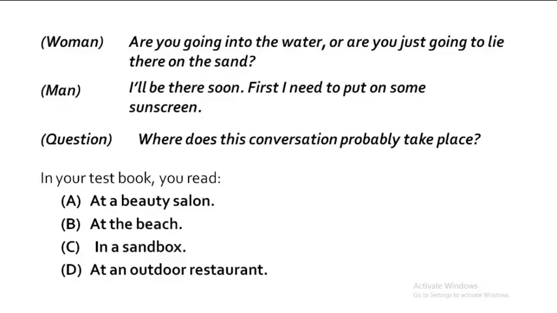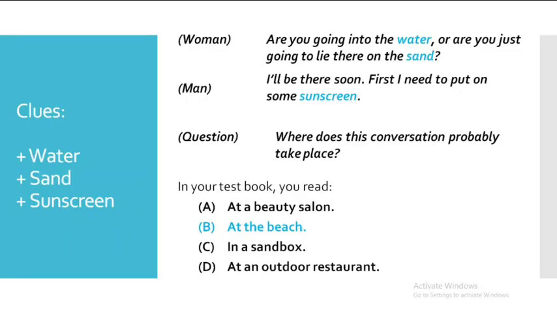Look at this example. The question is, where does this conversation probably take place? From the conversation, we found some clues: water, sand, and sunscreen. The place where there are water and sand and people who use sunscreen is beach. So the answer is B.